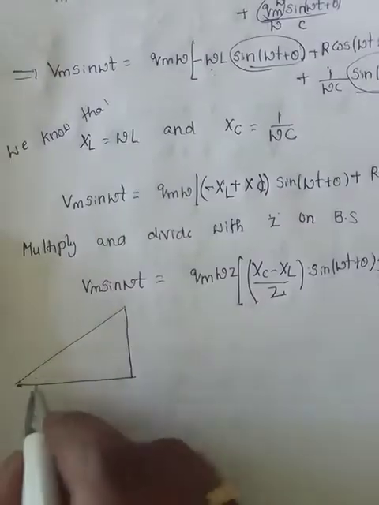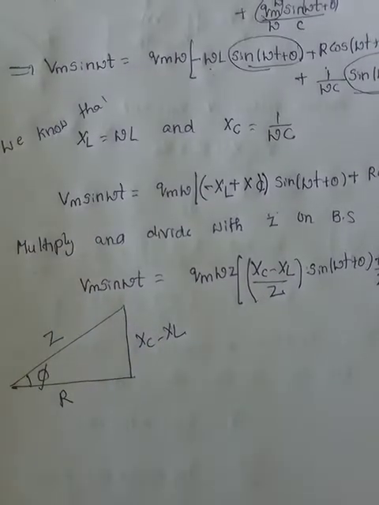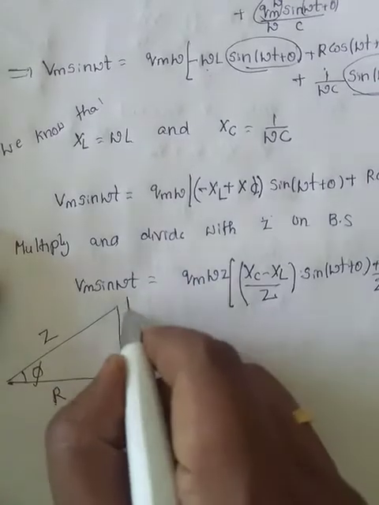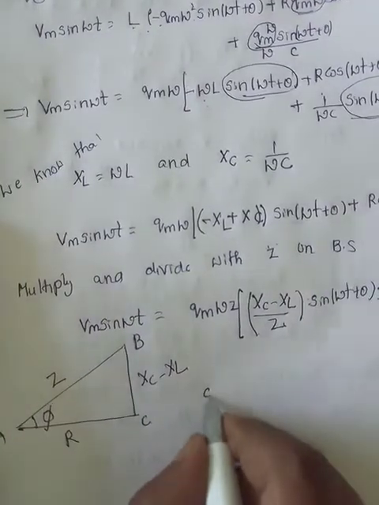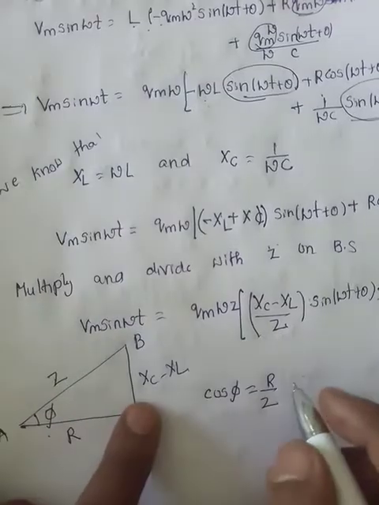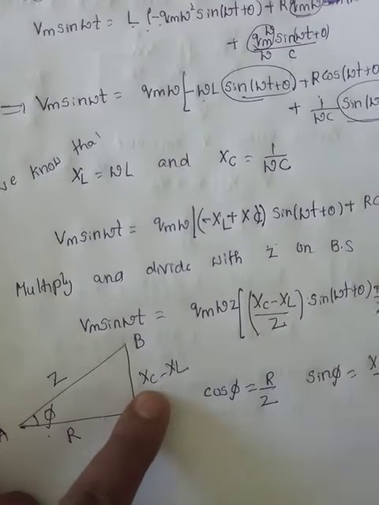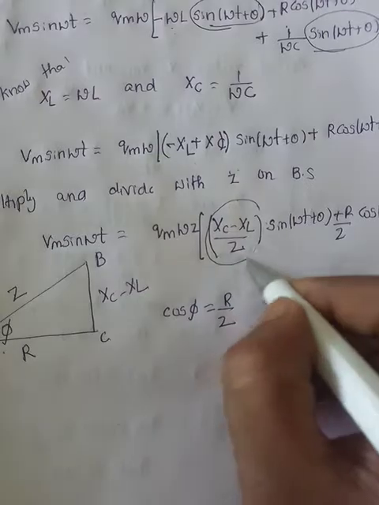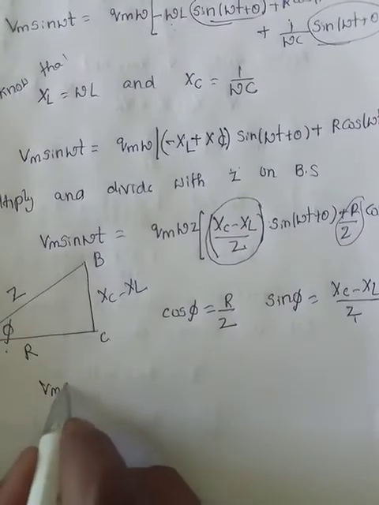From the triangle, with sides Z, R and XC minus XL and angle phi, cos phi is adjacent side by hypotenuse, nothing but R by Z. Sin phi is the opposite side, XC minus XL, by hypotenuse Z. So in place of (XC minus XL) by Z we can place sin phi, and R by Z we can place cos phi.